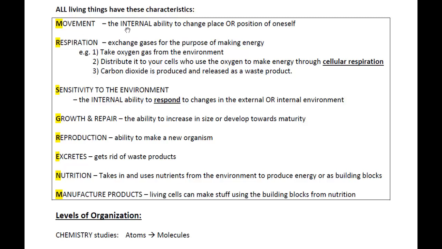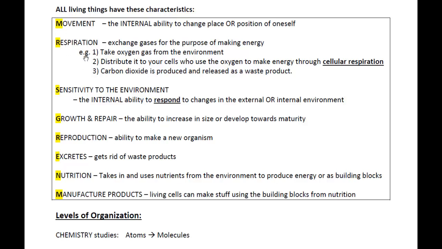So movement then is the internal ability to change your place or change your position. This means that you are making the decision. It's not like the wind blowing a dead leaf. This is the leaf itself being able to move. Now, you may think, well, how do plants move? Aren't plants stuck with their roots in the ground? Well, yes, but they are able to open and close flowers. They're able to turn their branches so that their leaves point towards the sun. There's a lot that plants can actually do. So plants do move. Obviously, animals move as well.